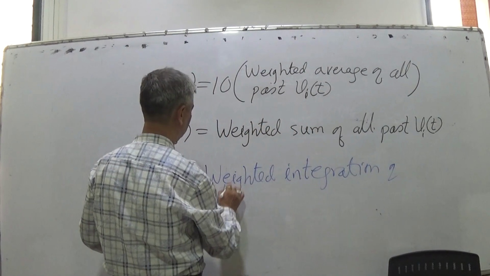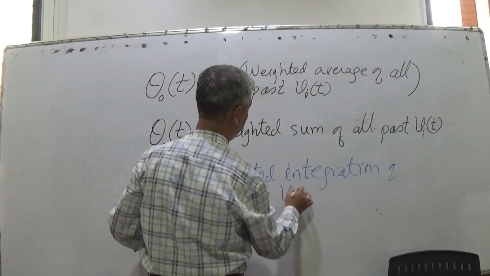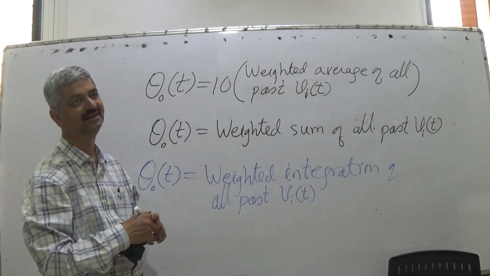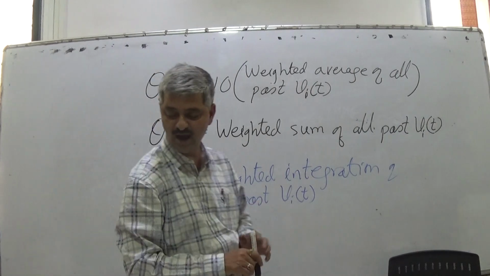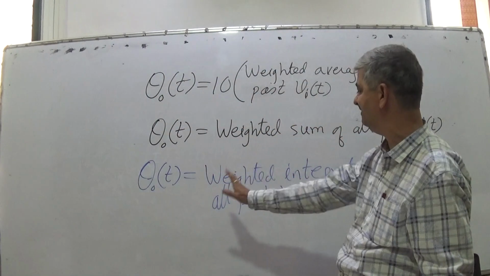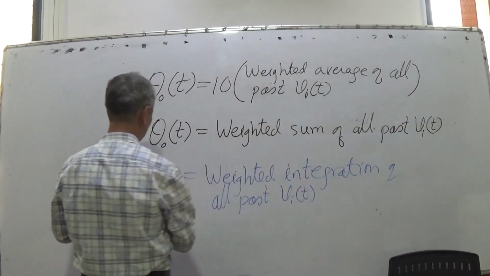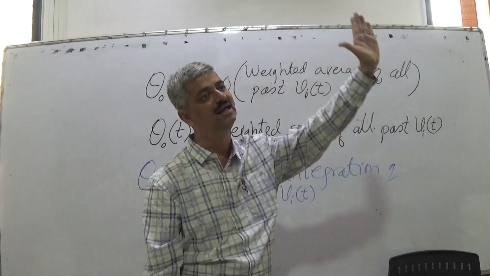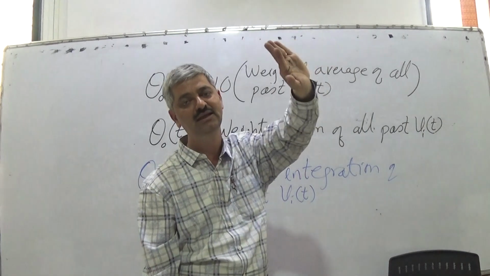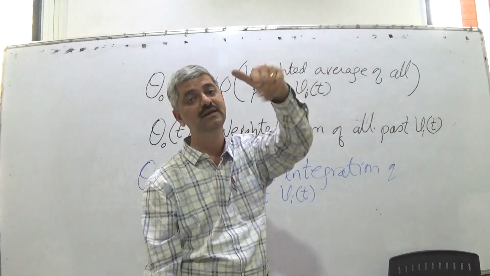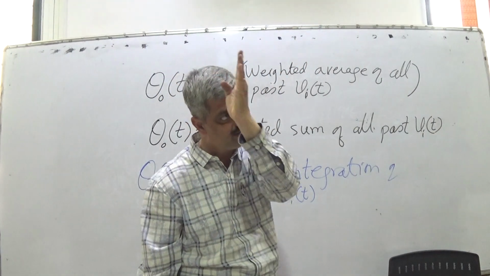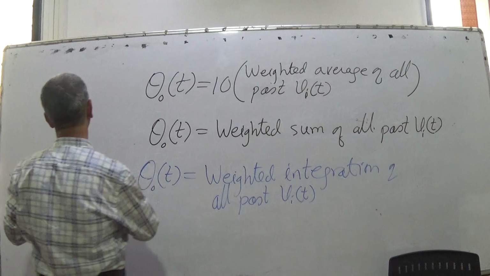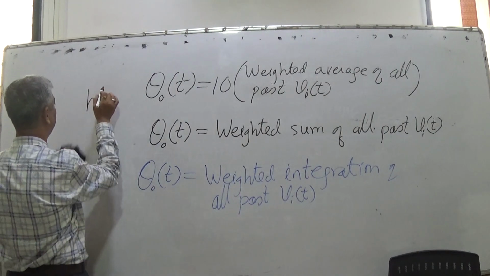And then h(t) tells us the weight. So the current output is a weighted integration of all past inputs. V in(t) received earlier is to be multiplied by different weights. Those weights are defined as h(t), that is the system transfer function.